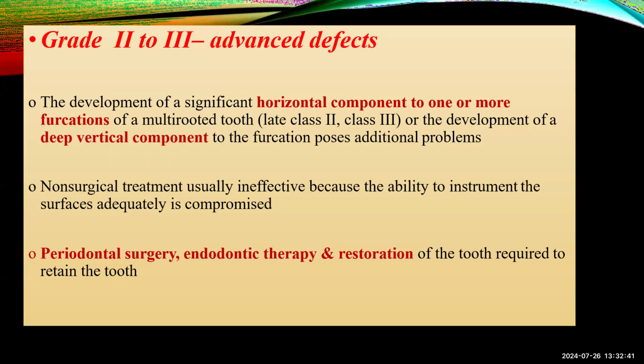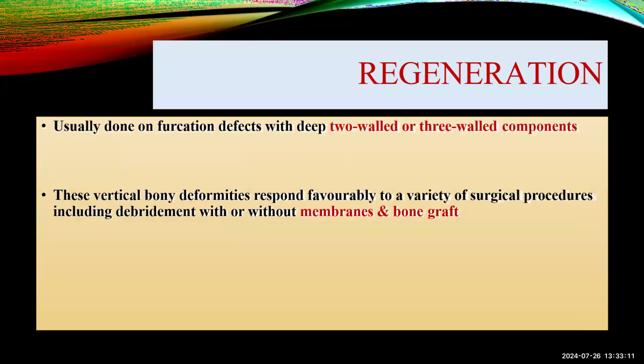Then grade 2 to 3 advanced defects. Mostly we have to go for surgical therapy for these advanced defects. This involves both the horizontal component and the deep vertical component, and thus non-surgical treatment is usually ineffective. So periodontal surgery, endodontic therapy, and restoration of the tooth will be required to retain the tooth.